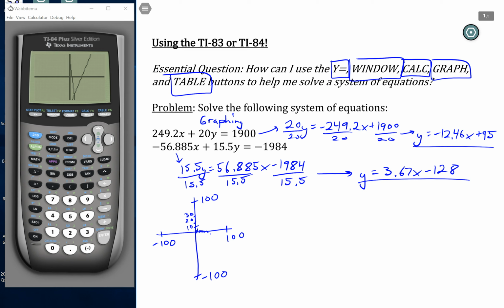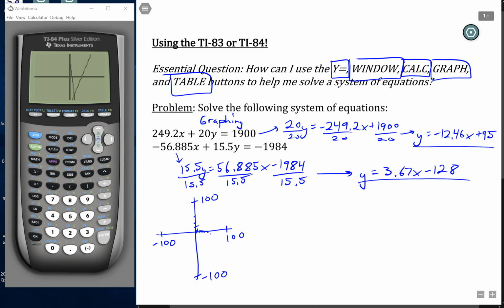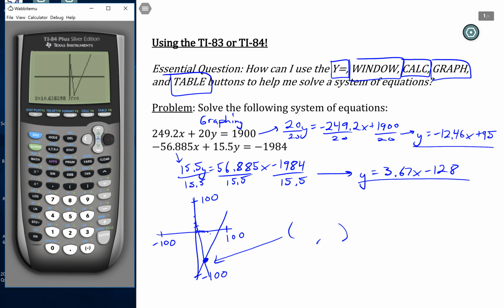So let me get rid of this extraneous stuff, but when I scale it from negative 100 to 100, it looks like my lines are doing something like this. Now, we know that the solution is whatever point this is. What you could do is just start arrowing around, and you will get a cursor. However, this cursor is extremely inaccurate, and you never want to just arrow around to find the intersection point. Your calculator actually has a button that will find the intersection point for you.